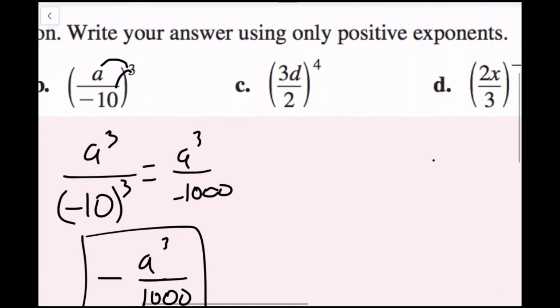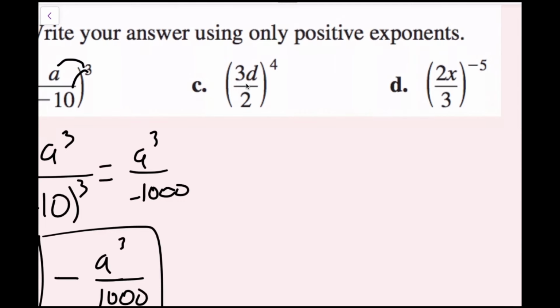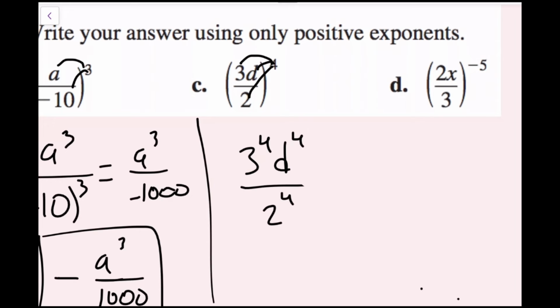For part C, I have 3d all over 2, and that whole thing is to the fourth power. Well, same thing. I'm going to, air quotes, distribute this 4 to the 3, to the d, and to the 2. Okay, so now this is 3 to the fourth times d to the fourth over 2 to the fourth. Okay.